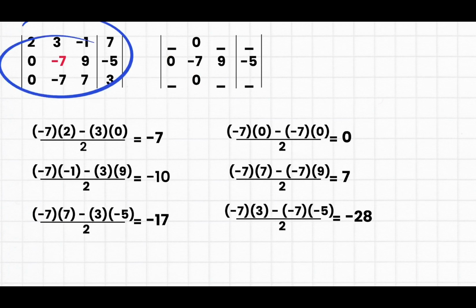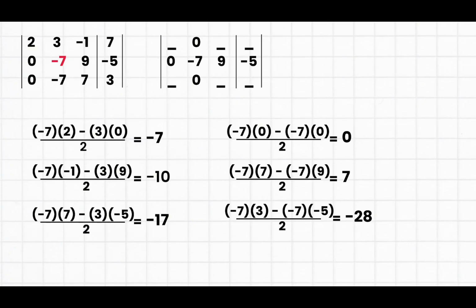Our new matrix now has a minus 7 in position 2, 2, which will be our new pivot for the next stage. So now our current pivot is minus 7 and the previous pivot is 2. Row 2 remains fixed. We calculate the new values for row 1 and row 3.